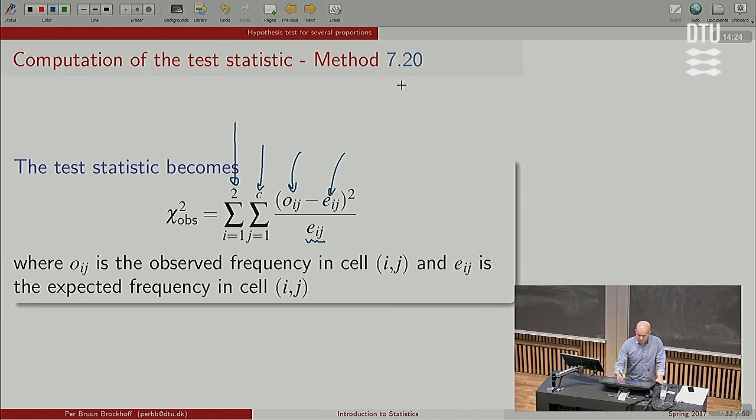Having done this, this is a comparison. If the observed numbers match exactly the expected numbers, this becomes a very small value altogether, right? If they don't match, it becomes a large value. Somewhere there is a limit between signal and noise here.